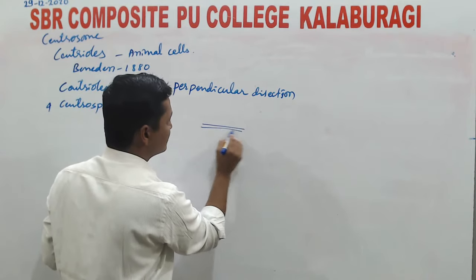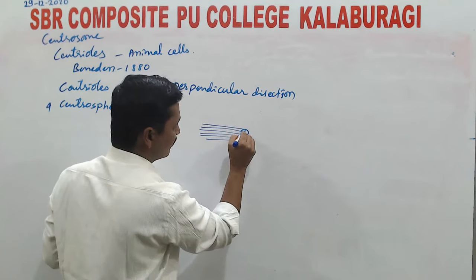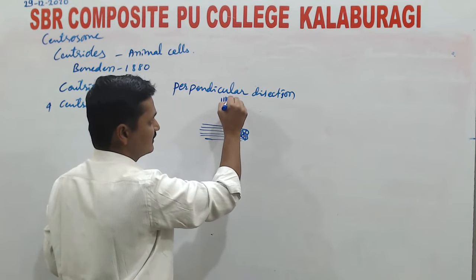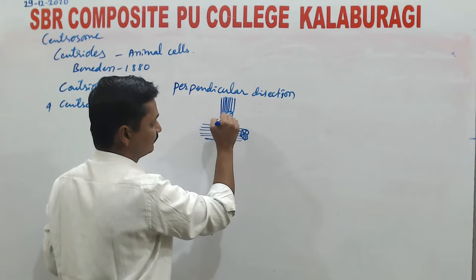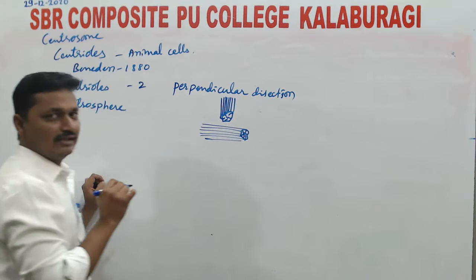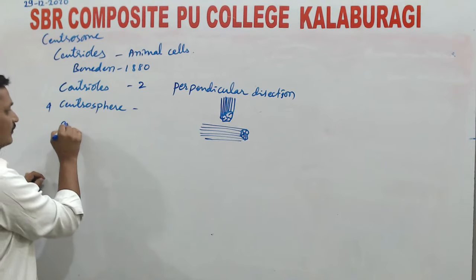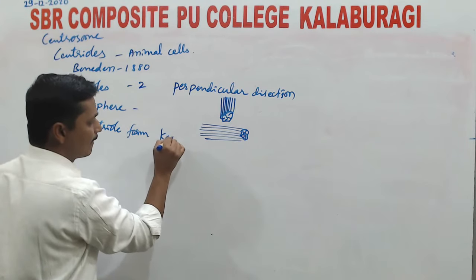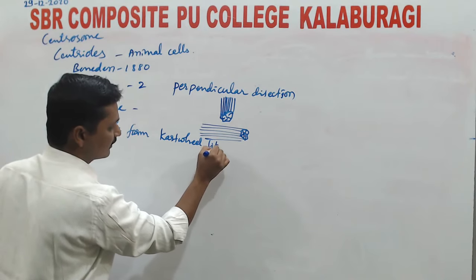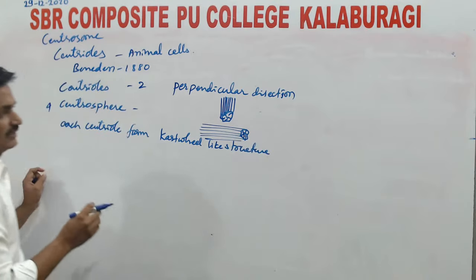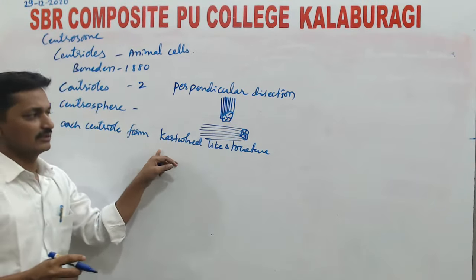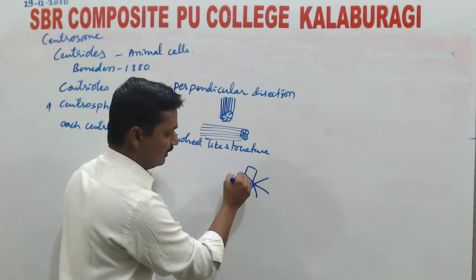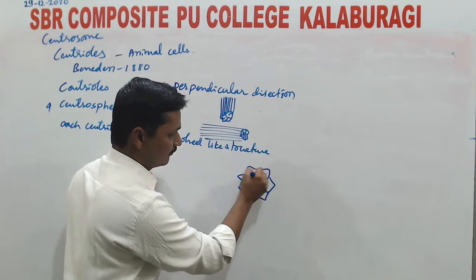If this is one centriole, one more centriole will be just perpendicular to this previous centriole. Both lie perpendicular to each other, and each one forms a cartwheel-like structure. If you dissect each centriole, we find a cartwheel-like structure, like this. This is the cartwheel-like appearance of the centriole.